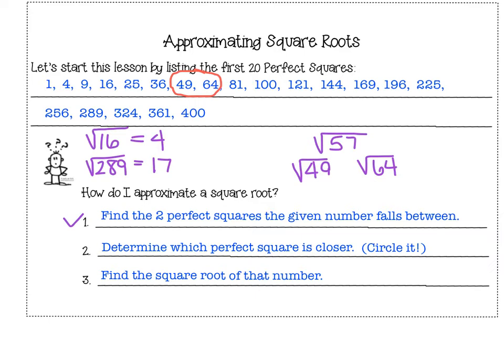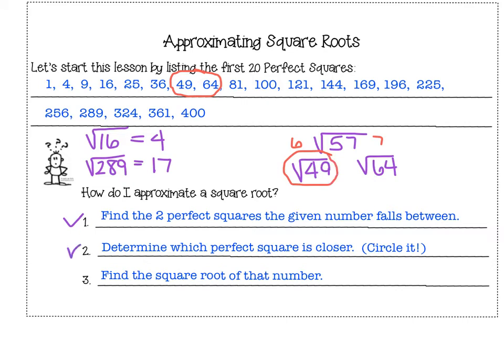After that, I'm going to determine which perfect square is closer to the number that I'm trying to find. So the difference between 49 and 57 is 6 on this side, and the difference between 57 and 64 is 7 on that side. So 57 is actually closer to 49 than it is to 64. Not much closer, right, but it's a little bit closer. So once we determine which one is closer, I think it's a good idea to circle it so we know which one we're looking at. So now we finish the second step.